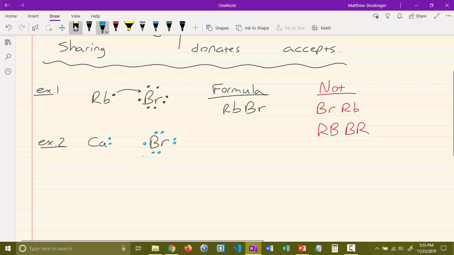So the question kind of is, what do we do? This is ionic still. Calcium's going to donate, but look, calcium has 2 to donate, but bromine only has a spot for 1. If I give 1 electron to bromine, now that has the octet rule. It has 8. It's happy. But calcium's not happy until it gives away everything.